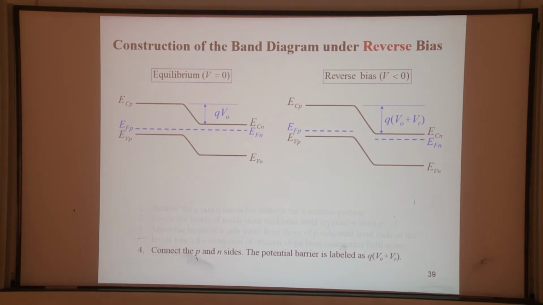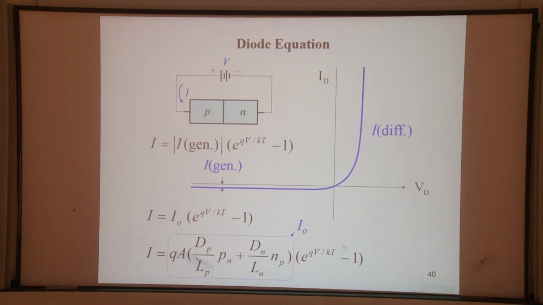Okay, so after the construction of the energy band diagram, I will show you the diode equation. This is the purpose of this section. The current will be I equals I naught times exponential QV over KT, minus 1. I'm not going into detail about the equation. There's a derivation, but it takes several hours, so I will not disturb you with this detail. You just need to memorize this equation.